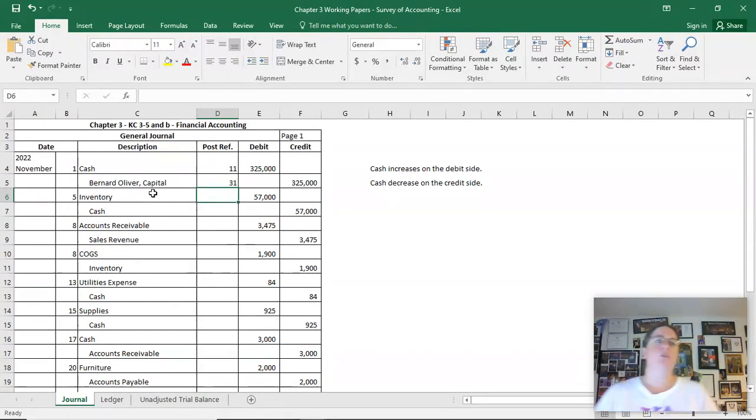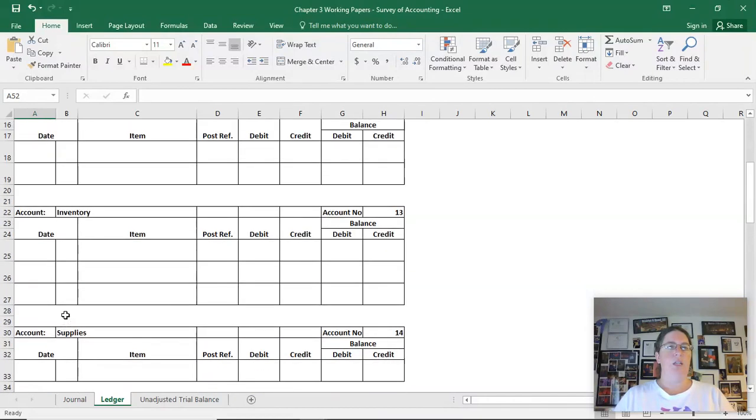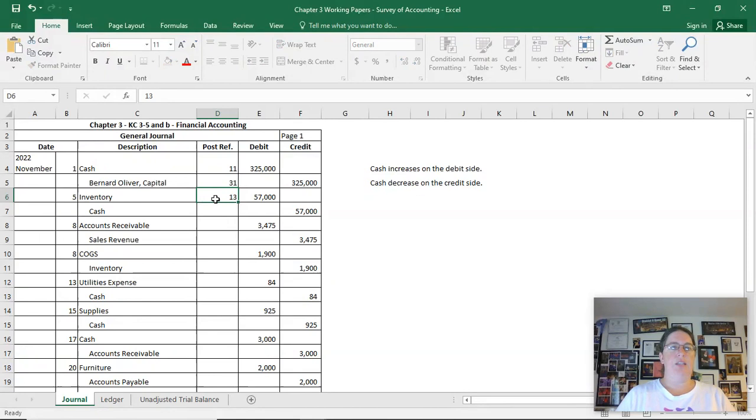I'm going to do this next one on the video, and then I'm going to show you what it looks like when it's completely finished. So November 5th, inventory was a debit of $57,000. I look for my inventory account. There it is. Year, month, November 5th. It was page 1, and it was a debit of $57,000, which gives me a balance of $57,000. My account number is 13, back to my journal.